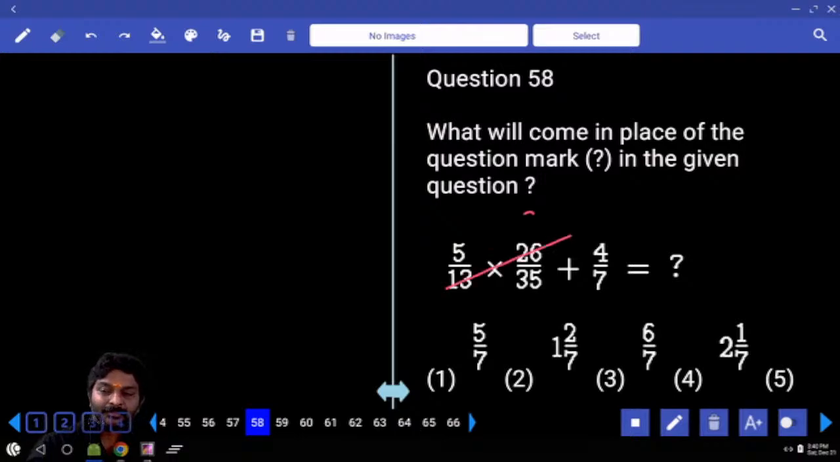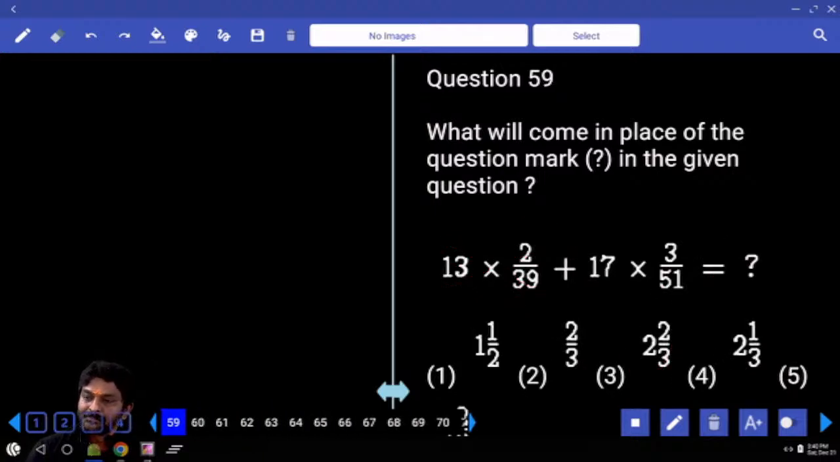13. 5. 2 by 7, 4 by 7. 13. 17, 3 times cancel. 1 plus 2 by 3, fifth option.